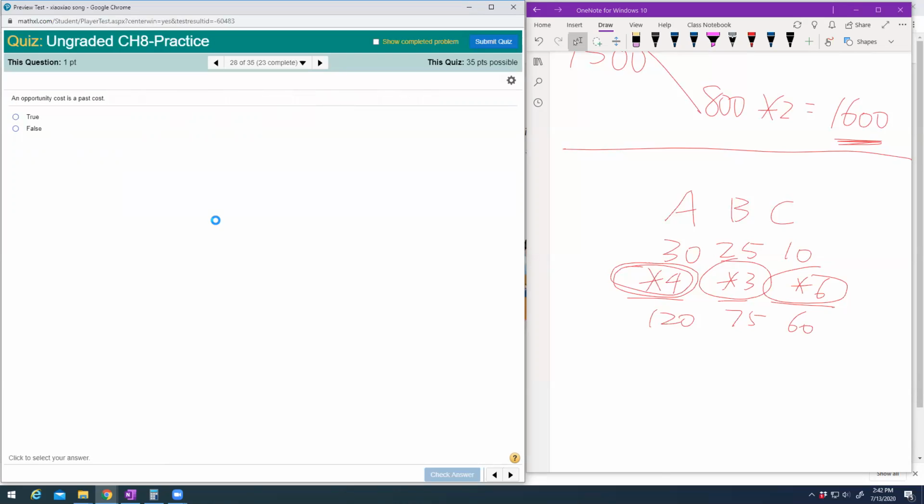Next one: opportunity cost is a future cost. It happens in the future. Next one, let's see. Opportunity cost should be a factor. When you think about an outsourcing decision, you should think about opportunity cost. Next one.